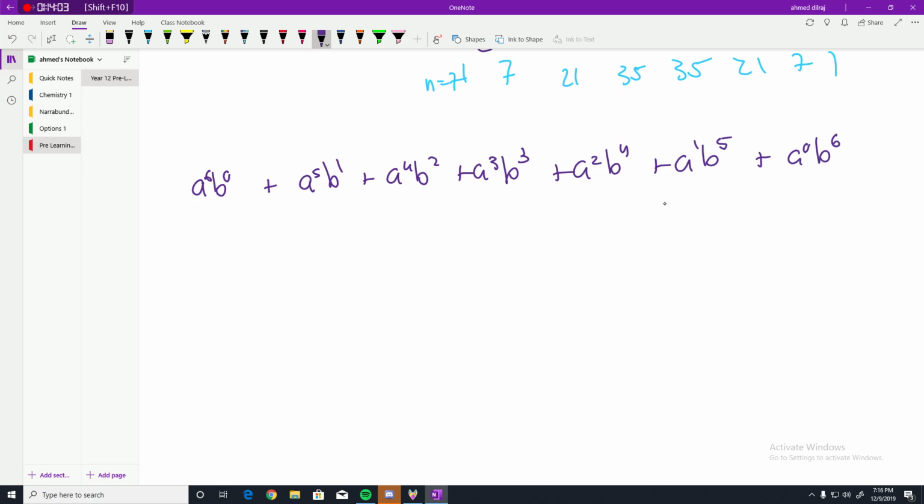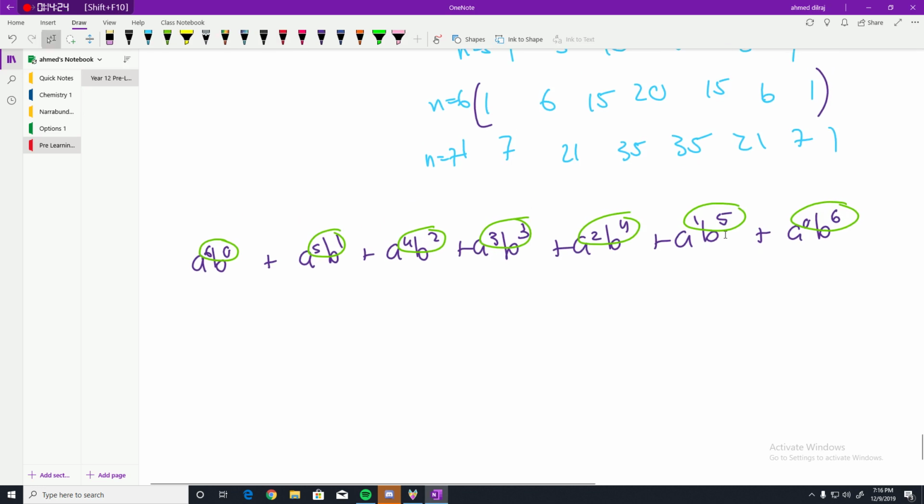Cool. So over here, we have this, right? So that's how we draw our powers out, right? So notice that the sum of these powers is always going to be 6, right? The sum of these powers still remains 6, but a goes down by 1 and b goes up by 1. So now let's insert our coefficients, right? So over here, and n is equal to 6, our first coefficient is 1. So we put a 1 here. Our next coefficient is 6. We put a 6 here. Our next one is 15. We put a 15 here. Our next one is 20. Then our next one is 15. Then our next one is 6.